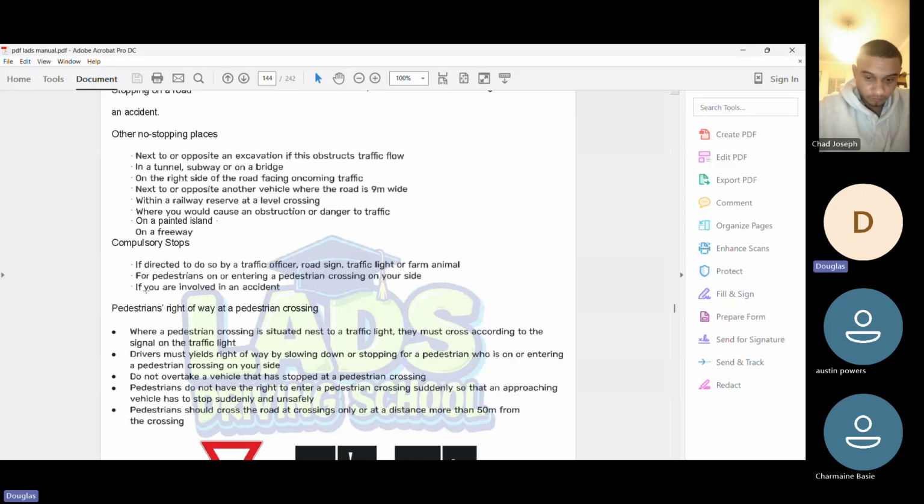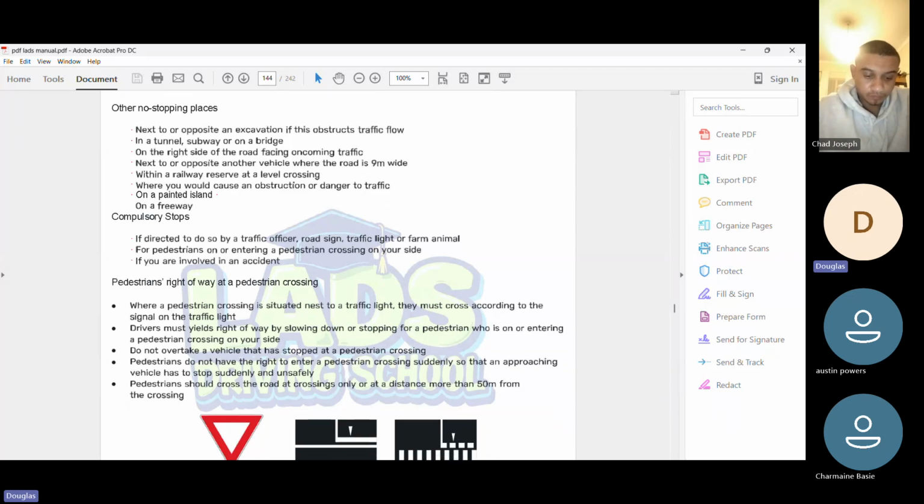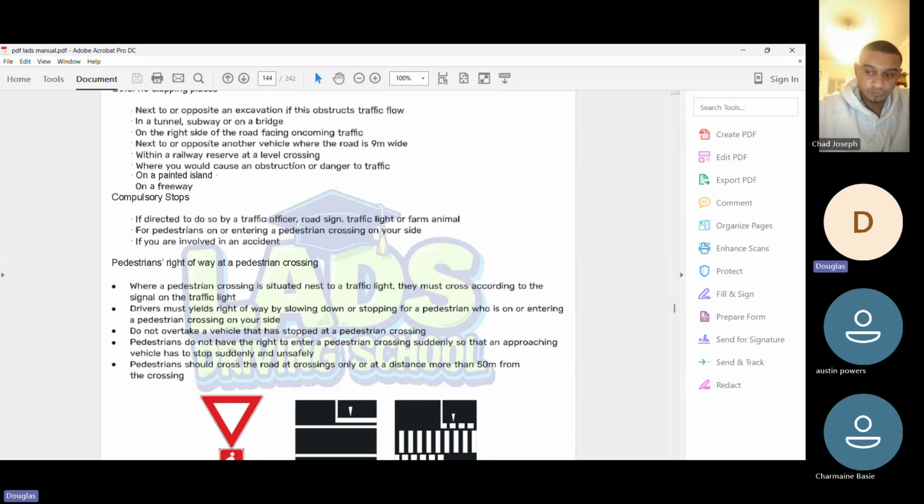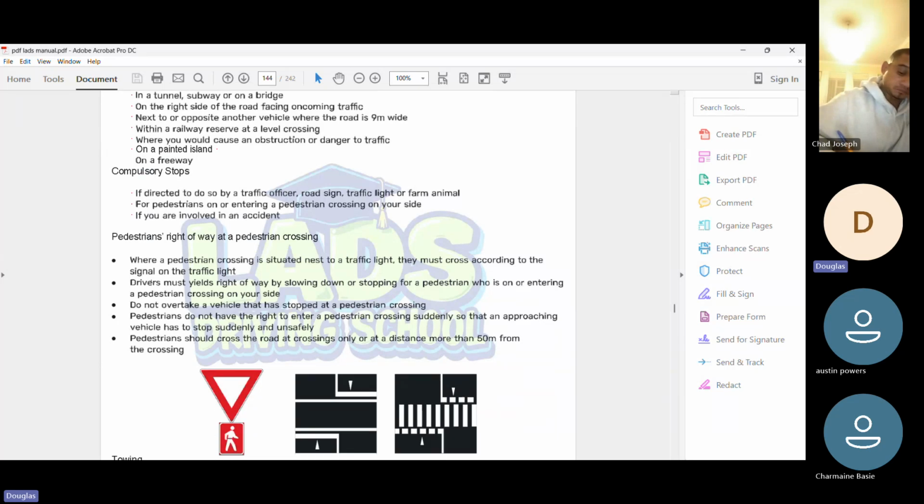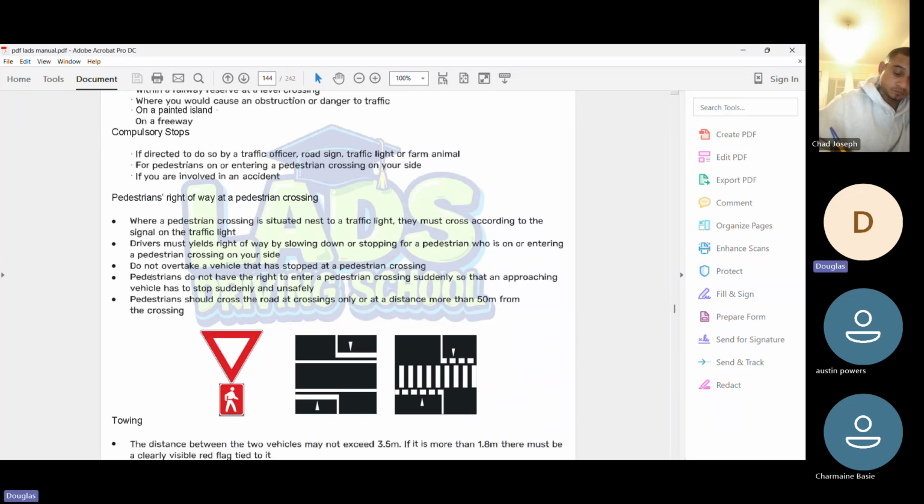Third one, if you are involved in an accident, you are forced to stop. You don't have a choice. Even if your car can drive, you are forced to stop because a statement will need to be taken. You need to also check that there was no danger to other road users.